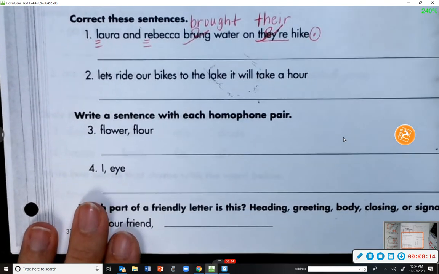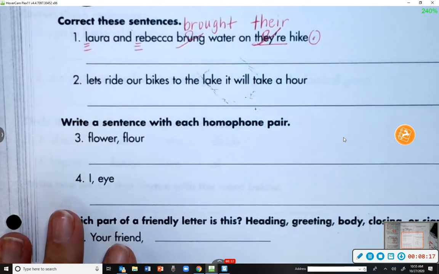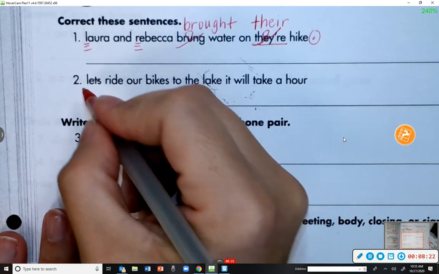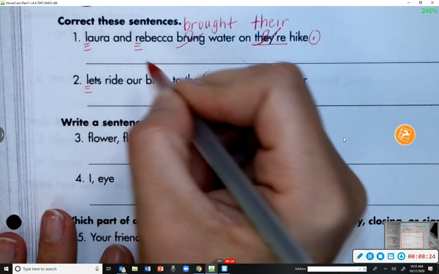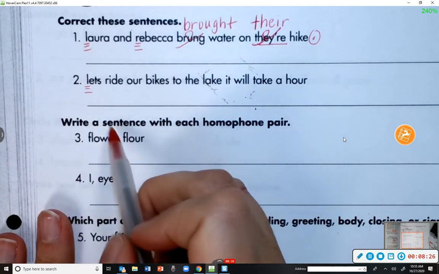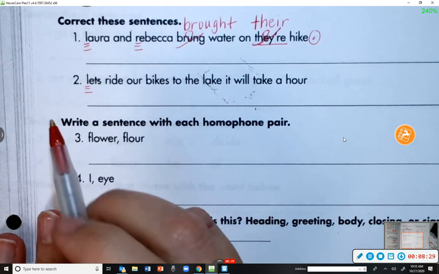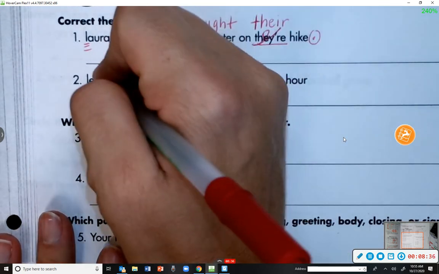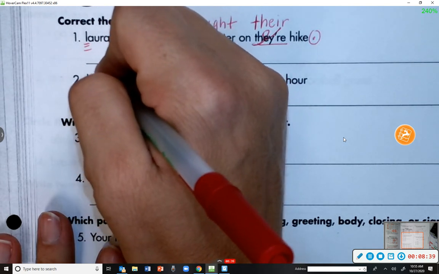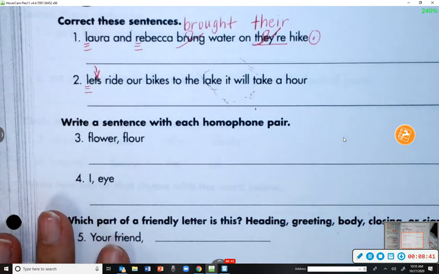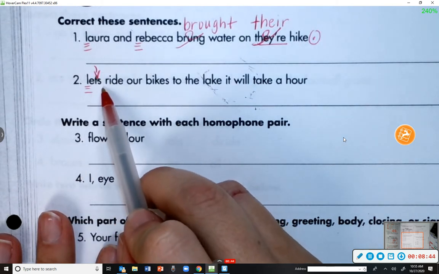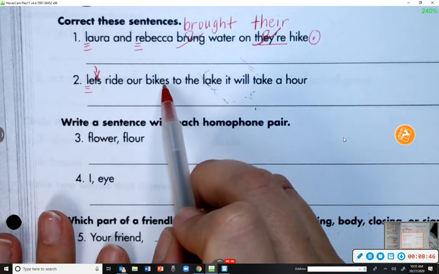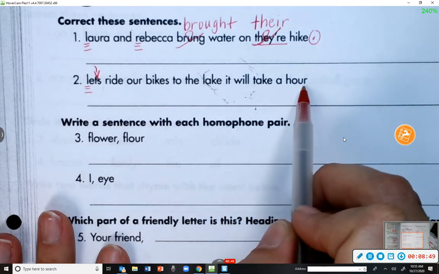Okay. Number 2, let's ride our bikes to the lake. It will take an hour. Let's needs to be capitalized. What do I need to insert here before the S? What do I need to insert? Apostrophe. Apostrophe is up in the sky. Comma is down on the ground. Let's ride our bikes to the lake. It will take an hour.